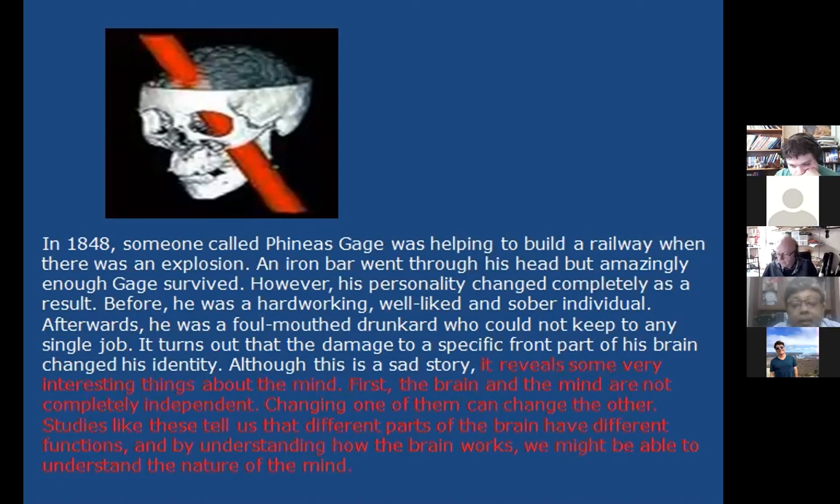Although it's a sad story, it reveals some very interesting things about the mind. First, the brain and the mind are not completely independent. Changing one of them can change the other. Studies like these tell us that different parts of the brain have different functions, and by understanding how the brain works, we might be able to understand the nature of the mind.